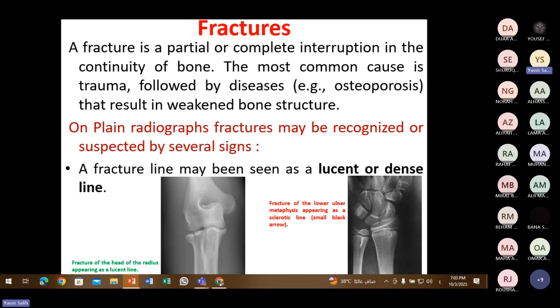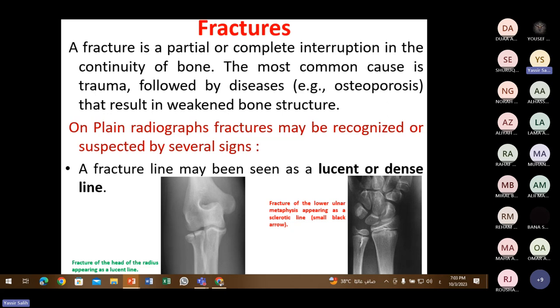Fracture is an interruption of the continuity of the bone, meaning a missing area in the bone, especially in the cortex. The most common cause of fracture is trauma. But it could be due to fragile bones, such as in osteoporosis, weak bone due to other diseases, or pathology, for example a cyst or metastasis in the bone.